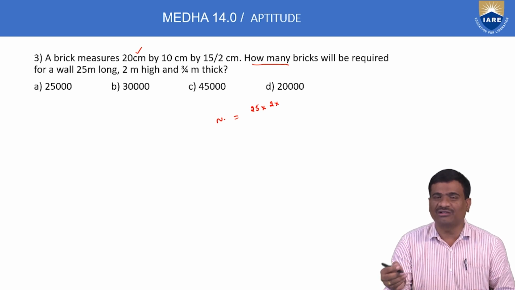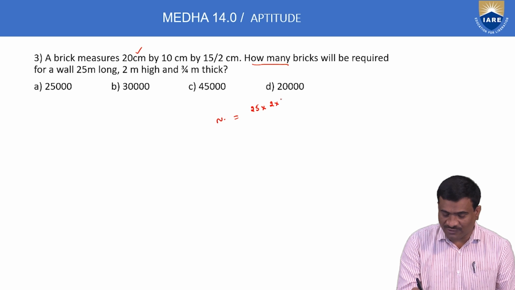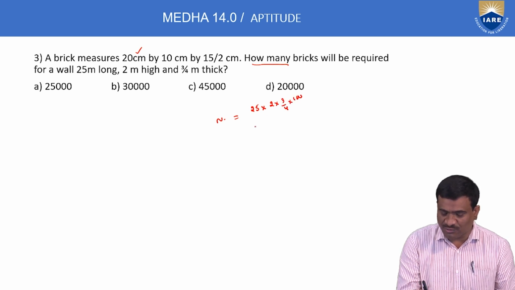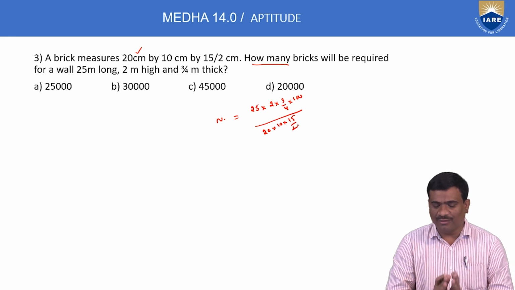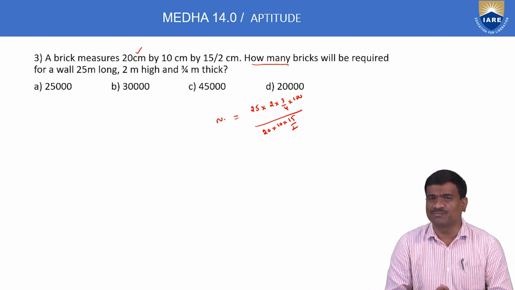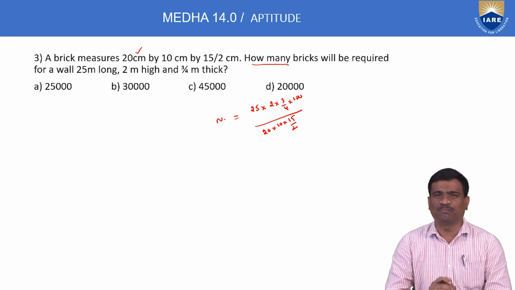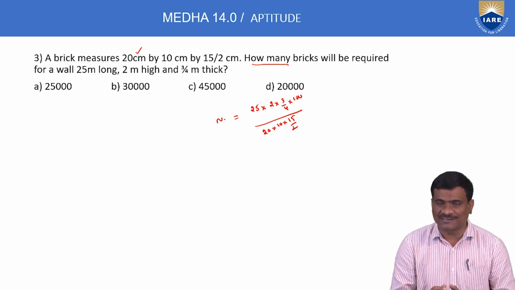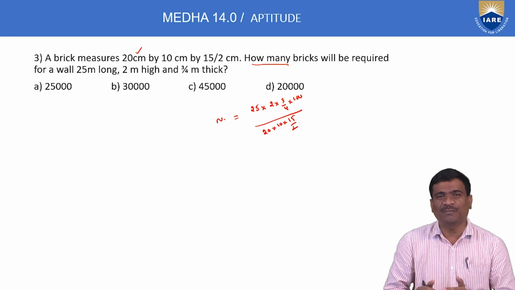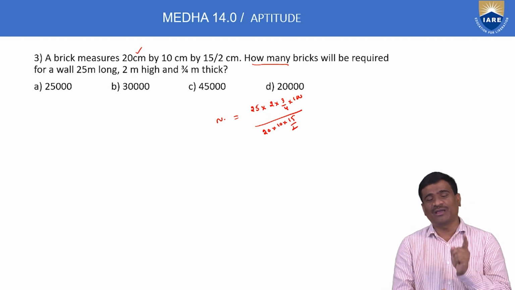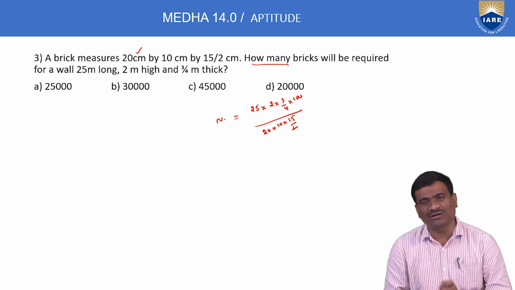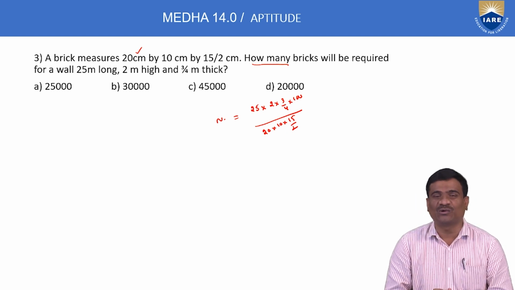Convert in terms of centimeters: 25 into 2 into 3 by 4 into 100, divided by 1 brick volume, length into breadth into height. This is your answer. Next part is only simplification. Formula only is important: number of bricks, number of spheres, number of bottles is equal to total volume divided by 1 article volume or 1 article area.